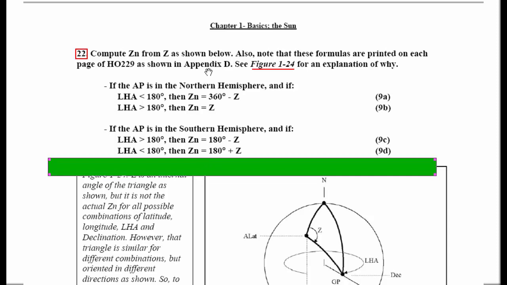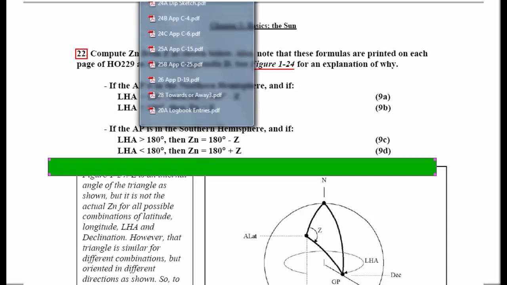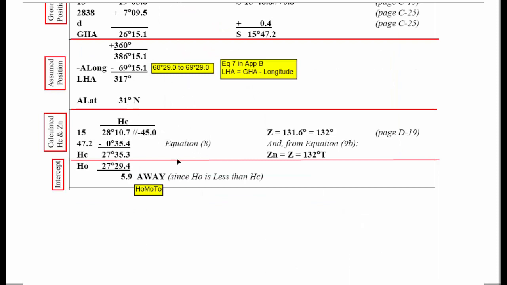So our Zn equals Z. So let's go back to the calculations here. And you see Z equals 132. Therefore, Zn equals Z equals 132. True.